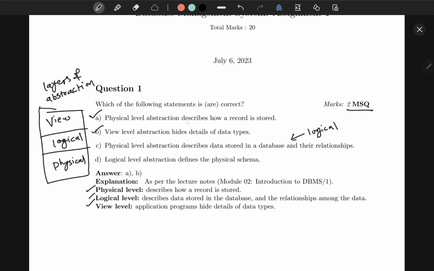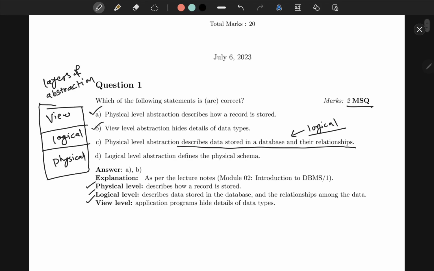So physical level abstraction describes how a record is stored. Yes, that's correct. View level abstraction hides the detail. That's correct. The third statement is incorrect because this description is given by logical level abstraction. It's given over here.